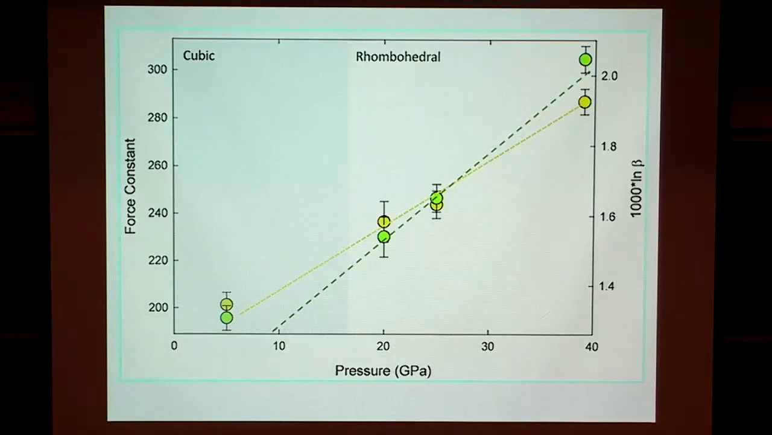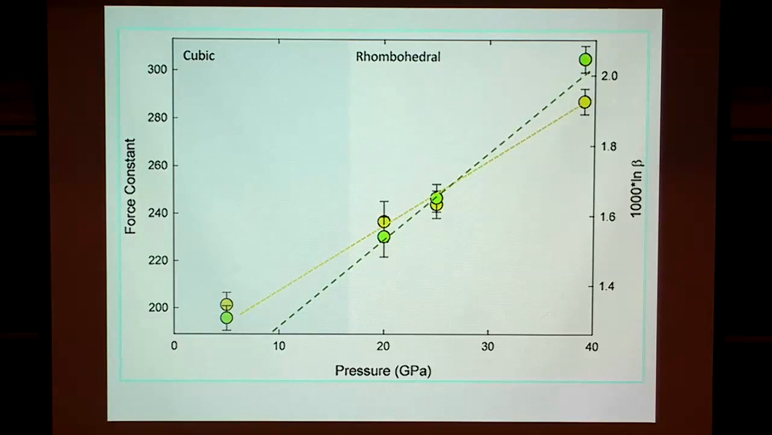And we have done this, and this is for FeO. Okay? So you're looking at the force constant, and here's the 1,000 natural log beta. This is basically just the isotope fractionation factor of FeO as a function of pressure. This is 5, 20, 25, and 40 GPa. And what you see is that there's an increase. Okay? The two different colors are two different ways of calculating the beta factor from the data. There's a little bit of a disagreement as to how to do this, so we did it both ways to see if there was a difference.